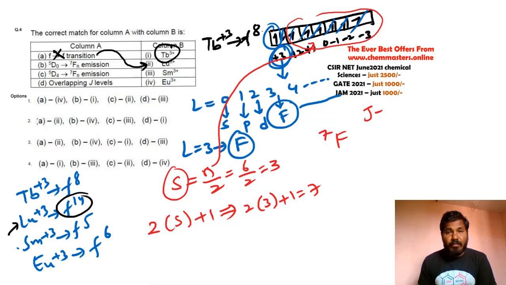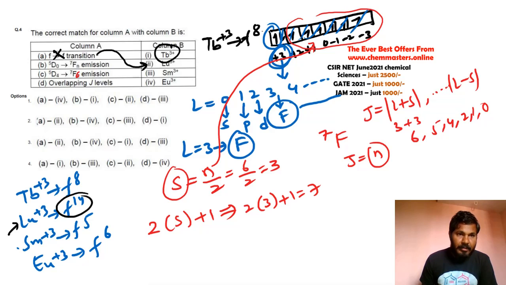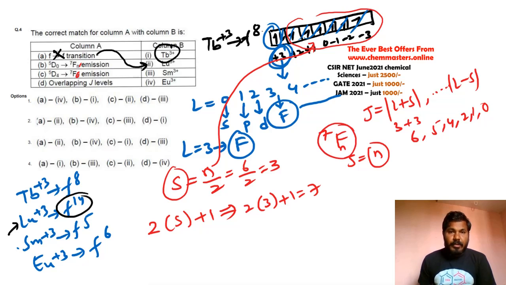Now we need to find the J value, right? J value depends on L and S. So here L plus S to L minus S. L value is 3 and S value is 3, so 3 plus 3 is 6, then 5, 4, 3, 2, 1, 0. That's why J value is represented with n in the question. So this is the term symbol we can observe for this terbium plus 3.